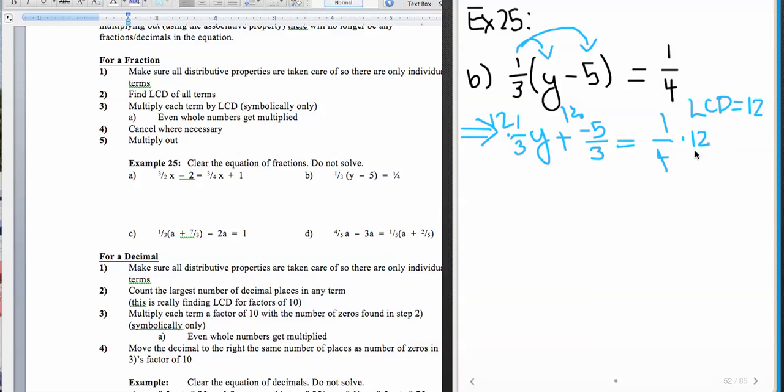It looks like I might not finish this example, so if I don't, just continue on in the next lecture. 3 goes into 12 4 times. 4 times 1 times y gives me 4y. And plus 3 goes into 12 4 times, and 4 times negative 5 gives me negative 20. And that equals 4 goes into 12 3 times, 1 times 3, which equals 3. Absolutely no fractions left in there.